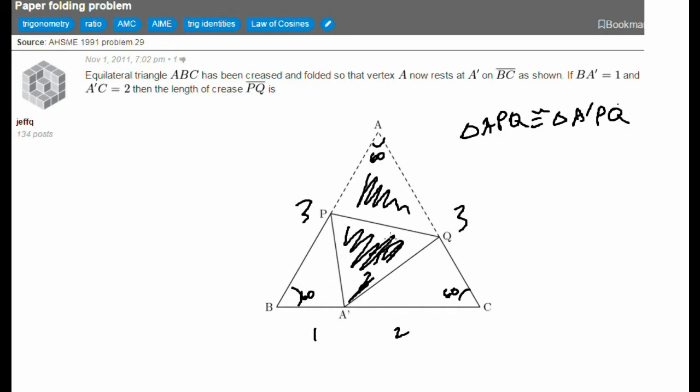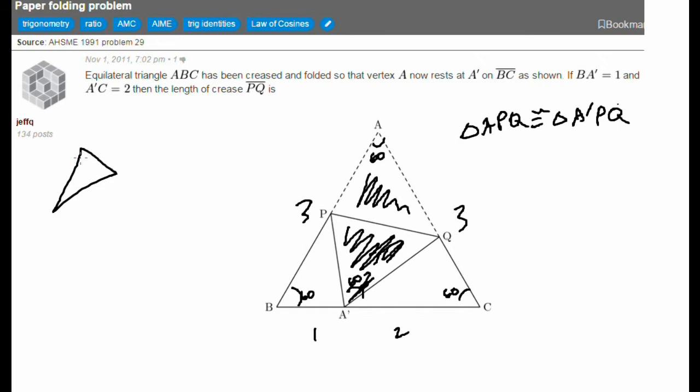Well, to find PQ, we might need some trigonometric rule. And you know what? This is an equilateral triangle, and 60 sounds like a really nice angle. Since triangles APQ and A'PQ are congruent, this angle is also 60. So angle PA'Q is 60. We can't really find PQ directly, but what if we found A'P and A'Q first? Because we can use the law of cosines to then find PQ.